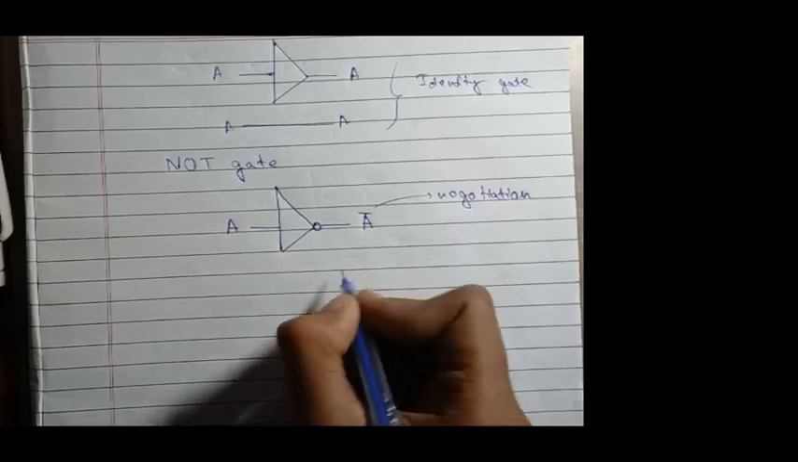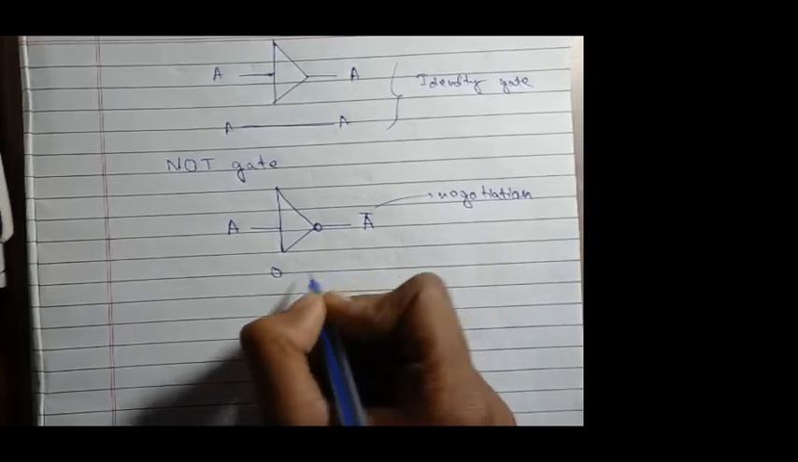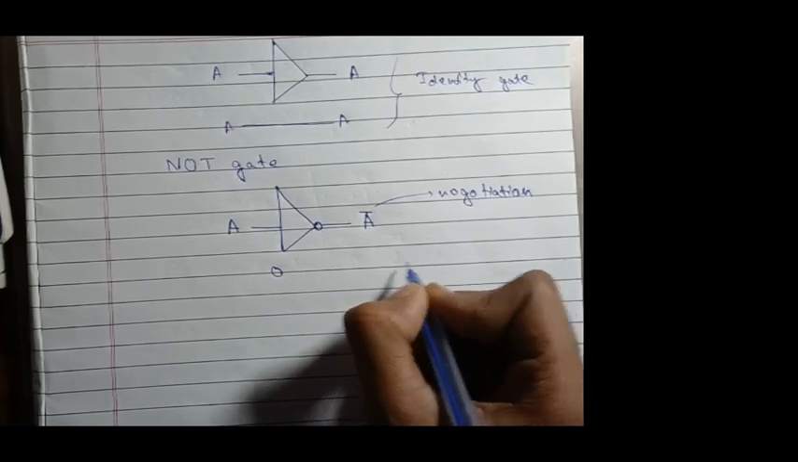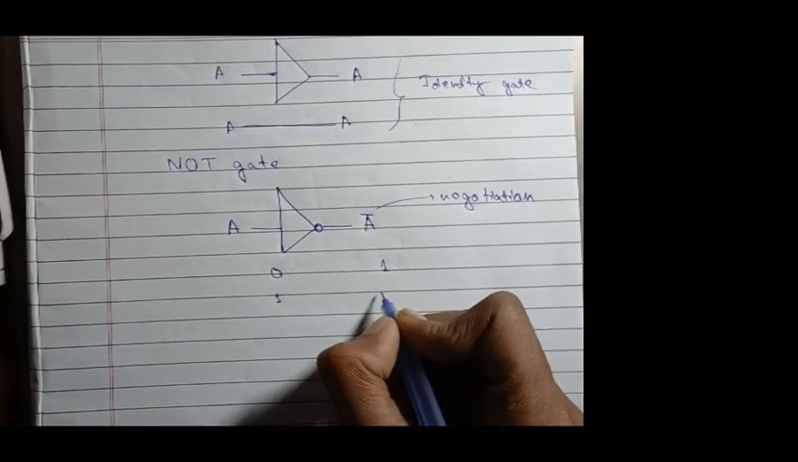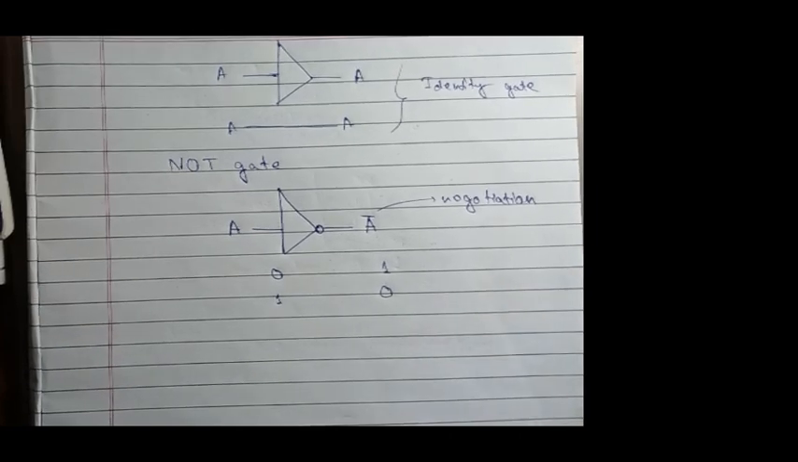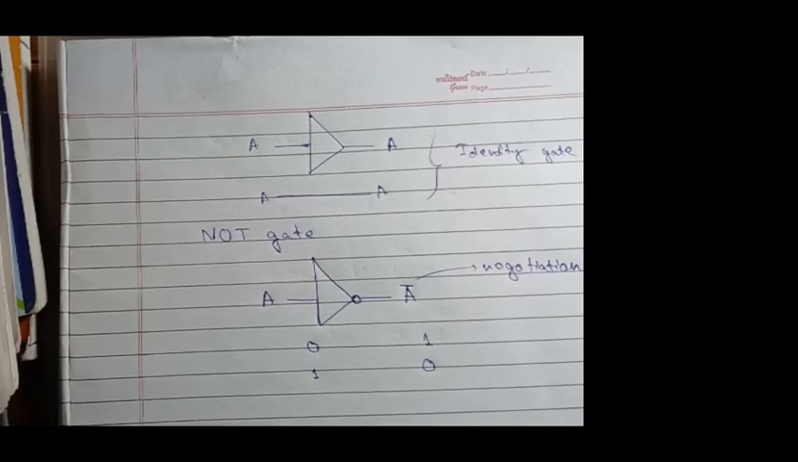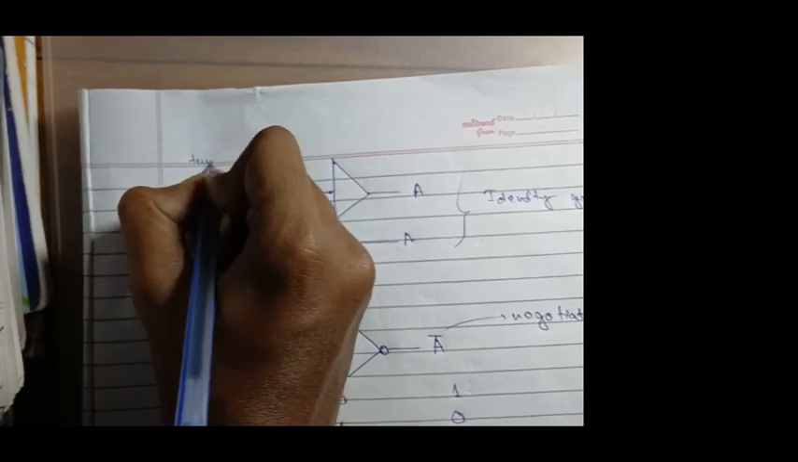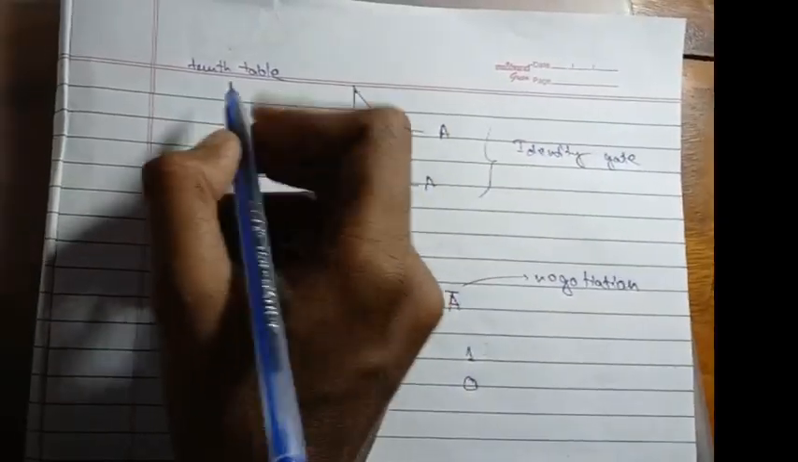Suppose we give 0 as input, then we will get output 1. If I give 1 as input, then I will get output 0, just like that. And for these types of gates, we will make a table known as truth table. Yeah, it is called truth table.